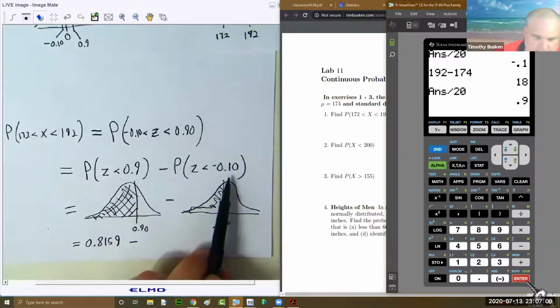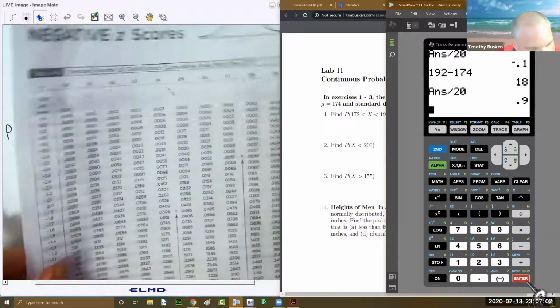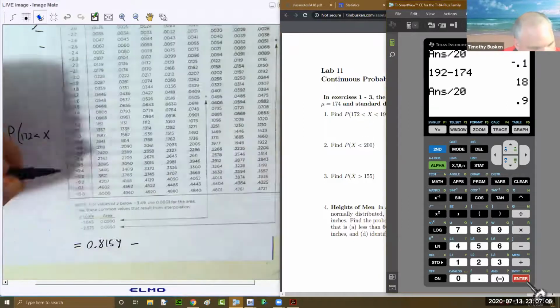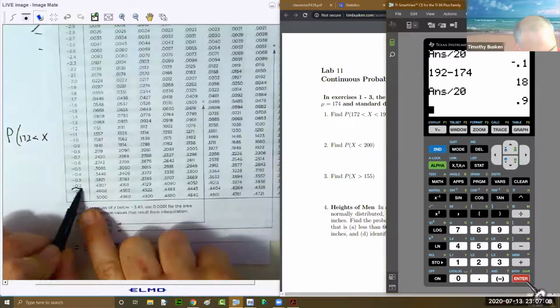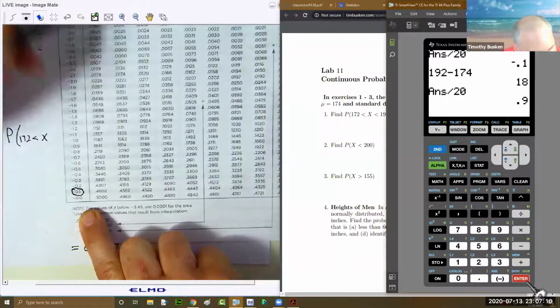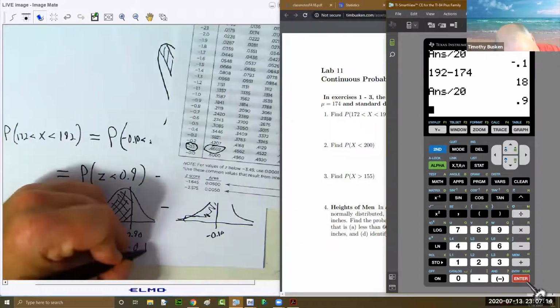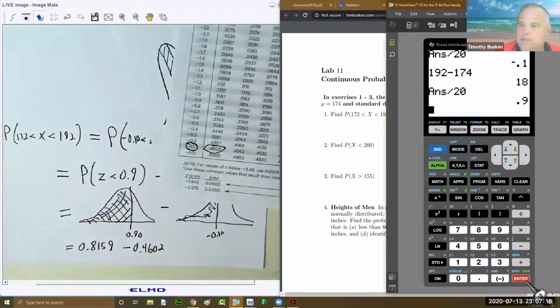So I'm looking up negative 0.10 on the negative z-score side. There it is. Negative 0.10 gives me this probability, 0.4602. So now I'm going to subtract those two to get my answer.